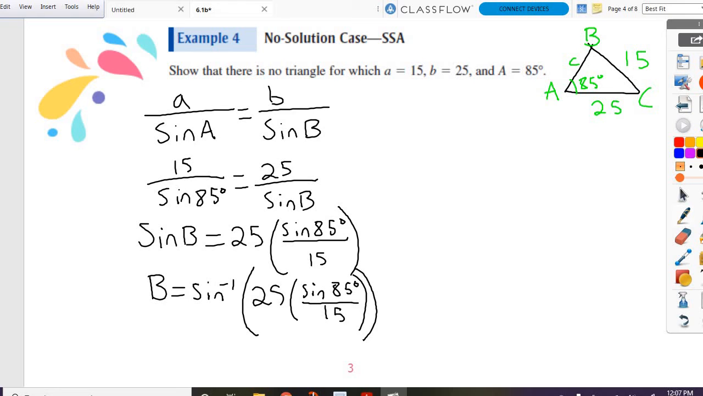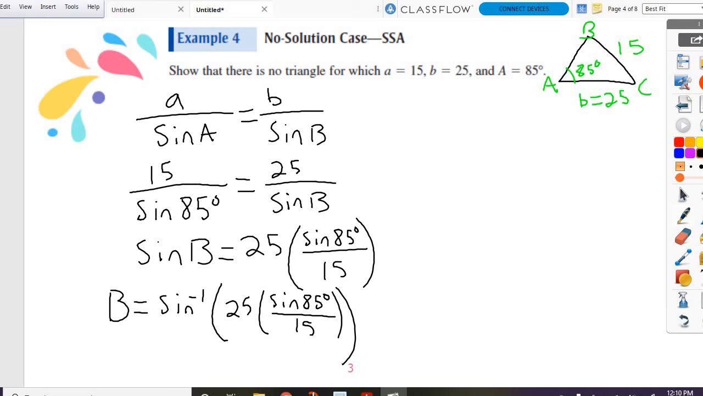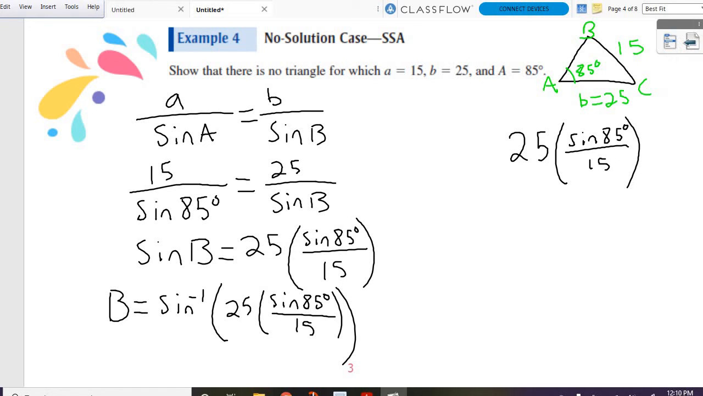I agree, you should get a domain error. Okay, so yes, let's look. So 25 times sine of 85 degrees divided by 15 is approximately what? 1.6. And 1.6 happens to be greater than 1. And why did you say that it being greater than 1 causes an issue?